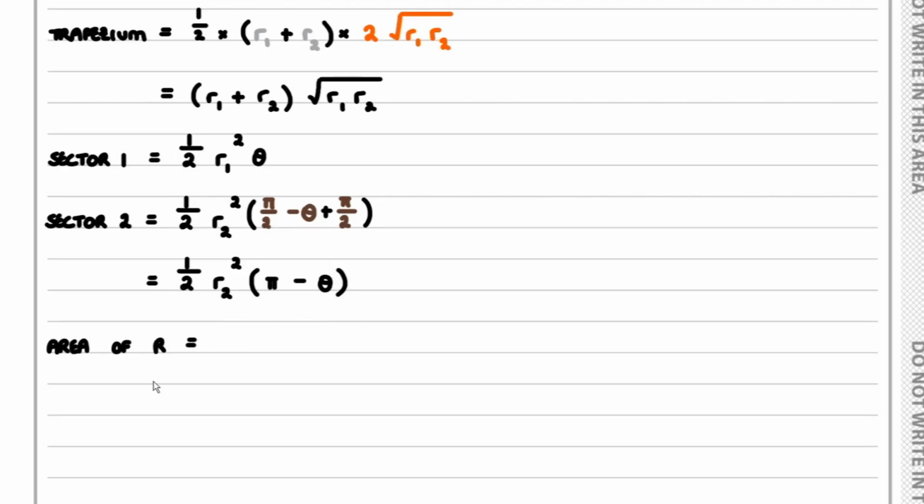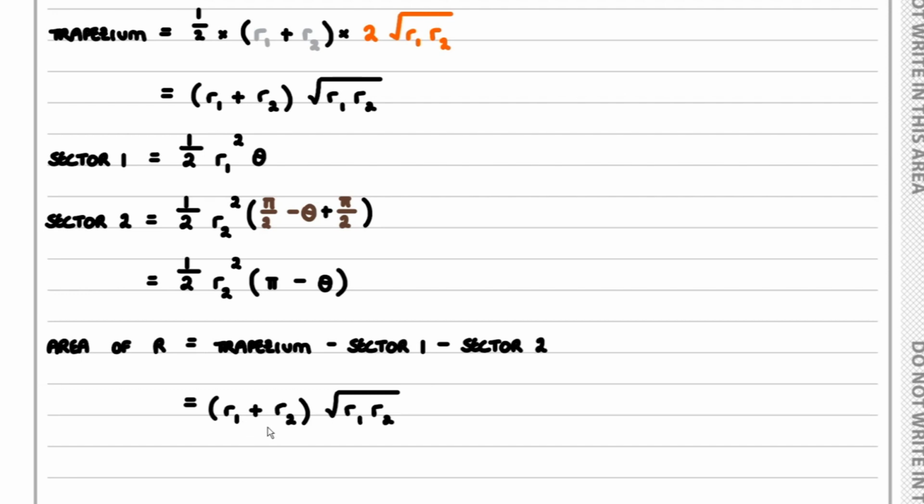So the area of R then will be the trapezium take away sector 1 take away sector 2. So we've got (R1 plus R2) times the square root of R1 R2, take away a half R1 squared theta, take away a half R2 squared times by (pi take away theta).